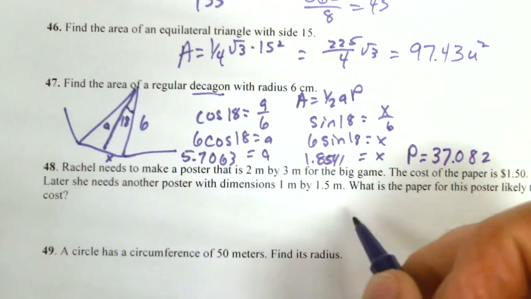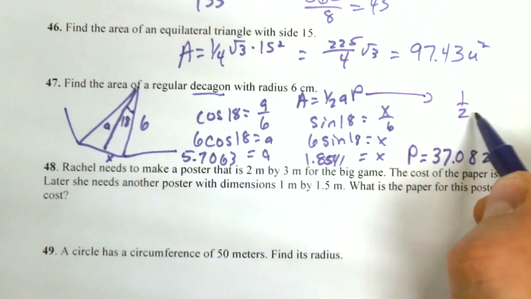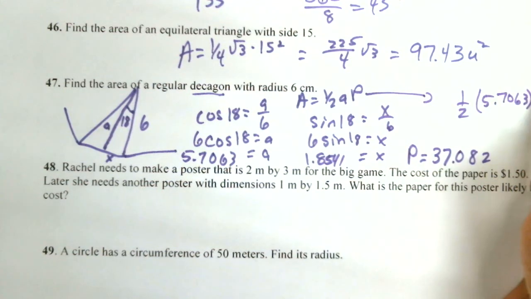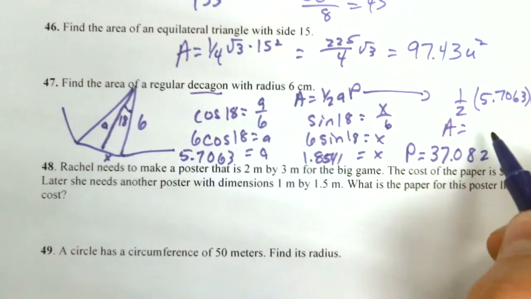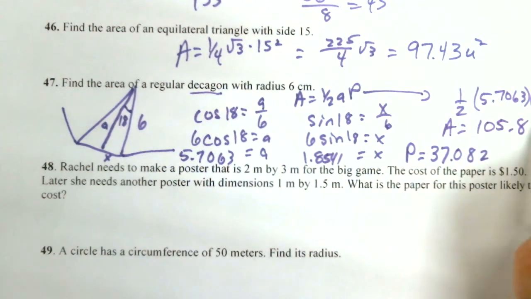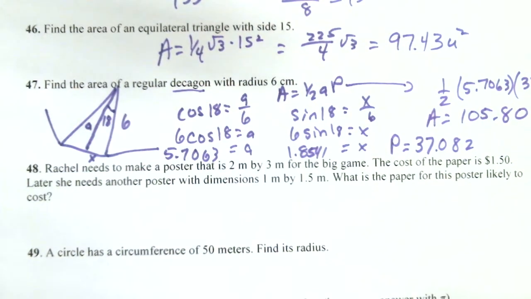Now the last thing we need to do is plug into our formula. 1/2 the apothem, 5.7063, my perimeter, 37.082, and that's going to give me an area of 105.80 units, or centimeters squared, since we have centimeters up there.